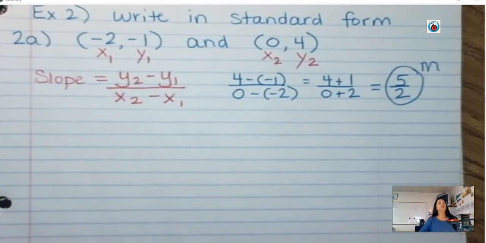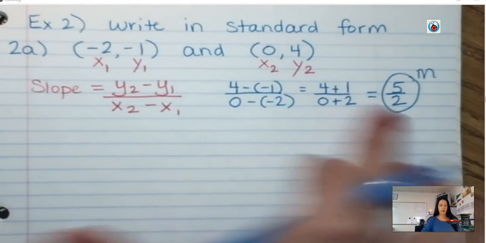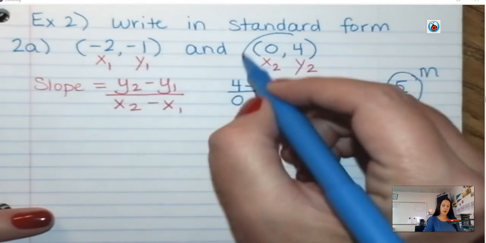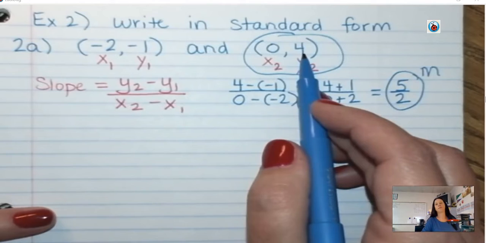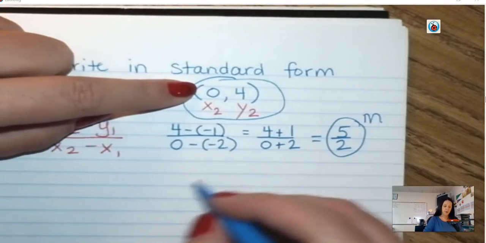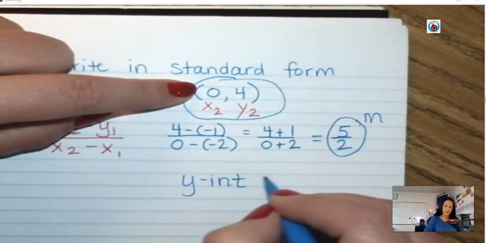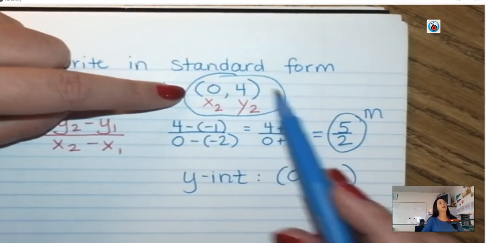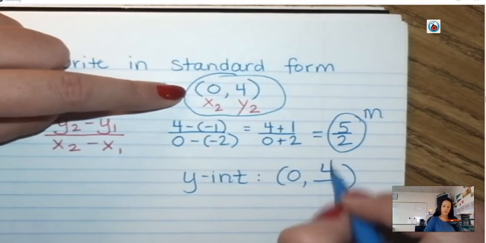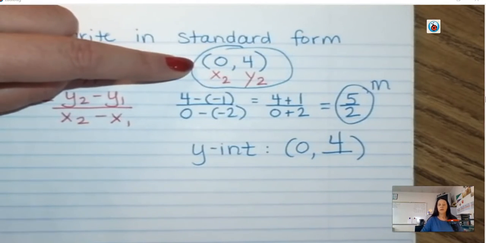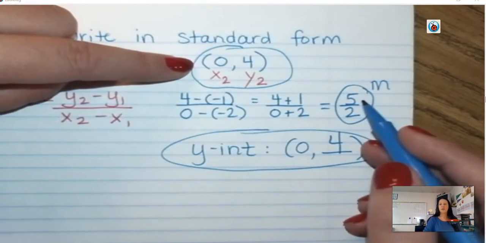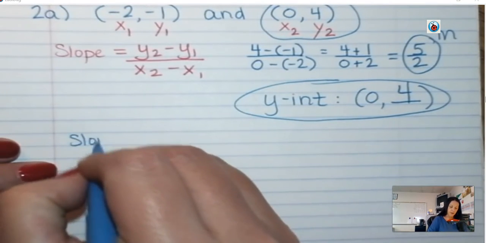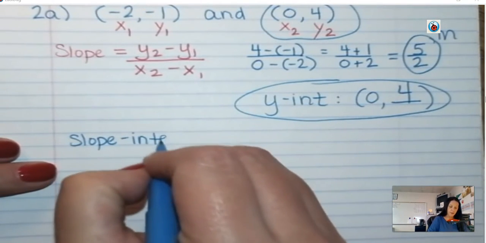From here, I could do point slope. I know the slope, and I know 2 different points. I could just pick one of them. However, if you look at this point right here, 0, 4, that is your y-intercept. Remember, your y-intercept is always 0, something. So that's right here. So we already know the y-intercept is 4. So if I know the y-intercept and I know the slope, I can go directly into slope-intercept form. I don't have to bother with point slope.